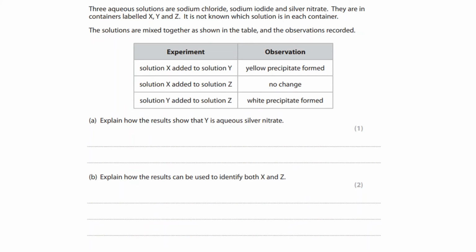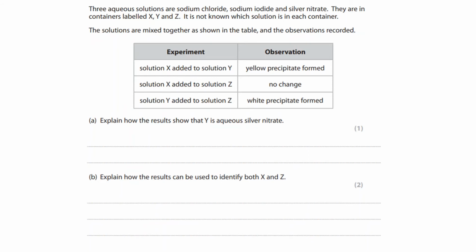B. Explain how the results can be used to identify X and Z. Now, part A is more logic than scientific, but it is scientific, but it is more logic than scientific. B. Explain how the results can be used to identify both X and Z. Right, so the one that has no change is the second row.